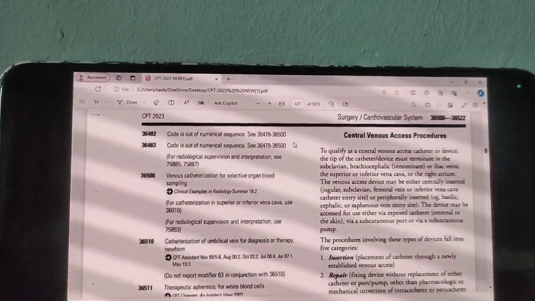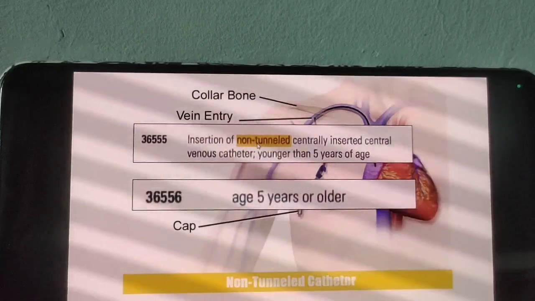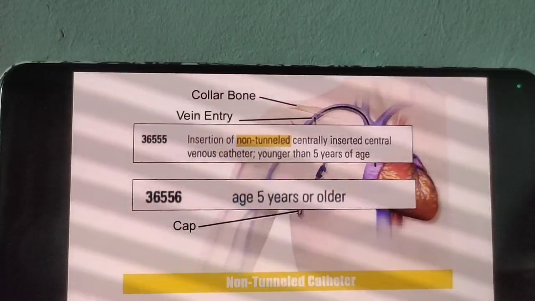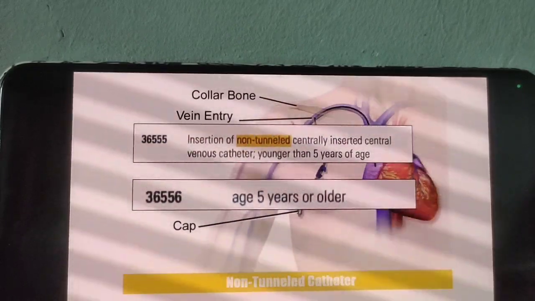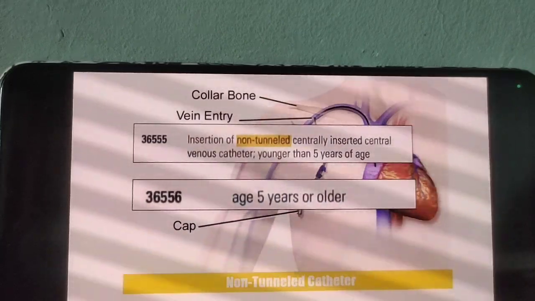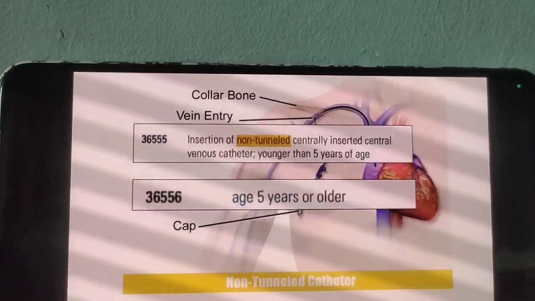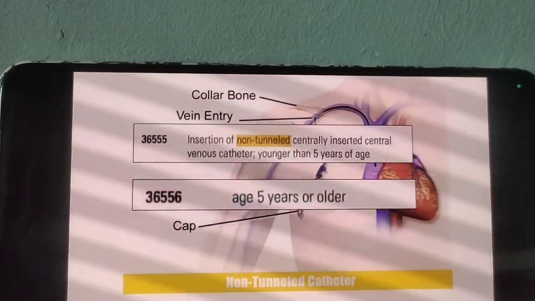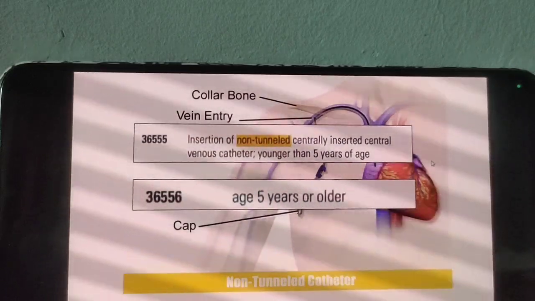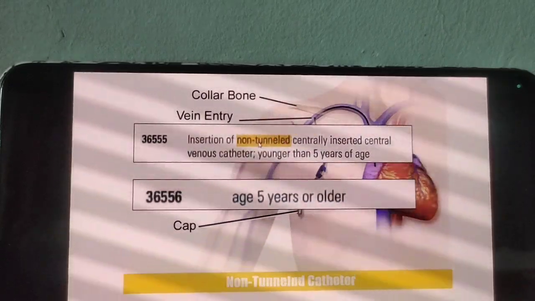Next, tunneled and non-tunneled. Take a note: a non-tunneled catheter is usually inserted by the provider for temporary purposes. For temporary purposes, the doctor will use a non-tunneled catheter. Tunneled means for permanent purposes. If you insert the catheter for permanent purposes, go for tunneled. Non-tunneled, temporary.